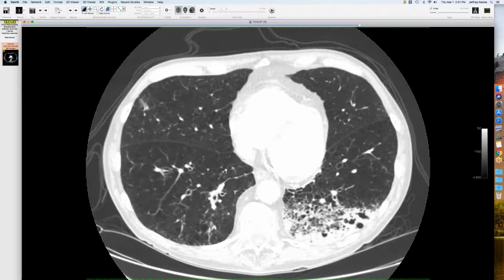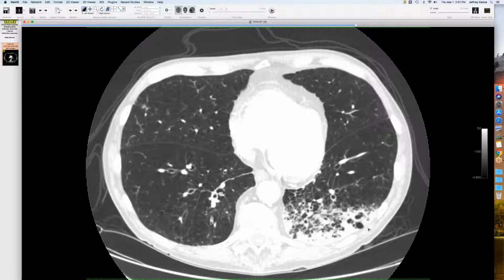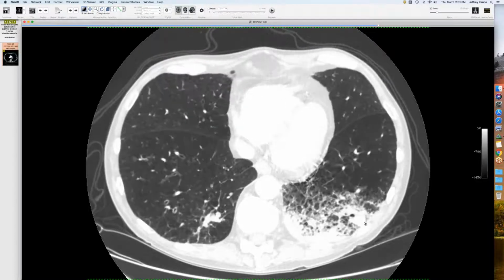Yeah, and you can see there's what looks like cavitation, because this is too well defined, I think, to be just a bullous space, and particularly this irregularity here. So some sort of necrotizing infection.